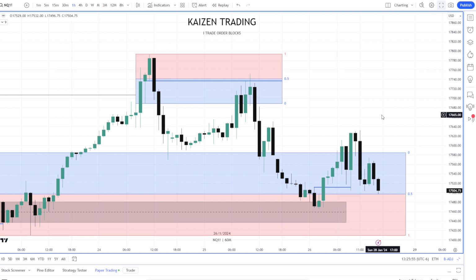There's that, what is his name? D Dodgy on Twitter. All he does is inverted fair value gaps. That's it. Here's his trade right here. Here is his logic Friday.